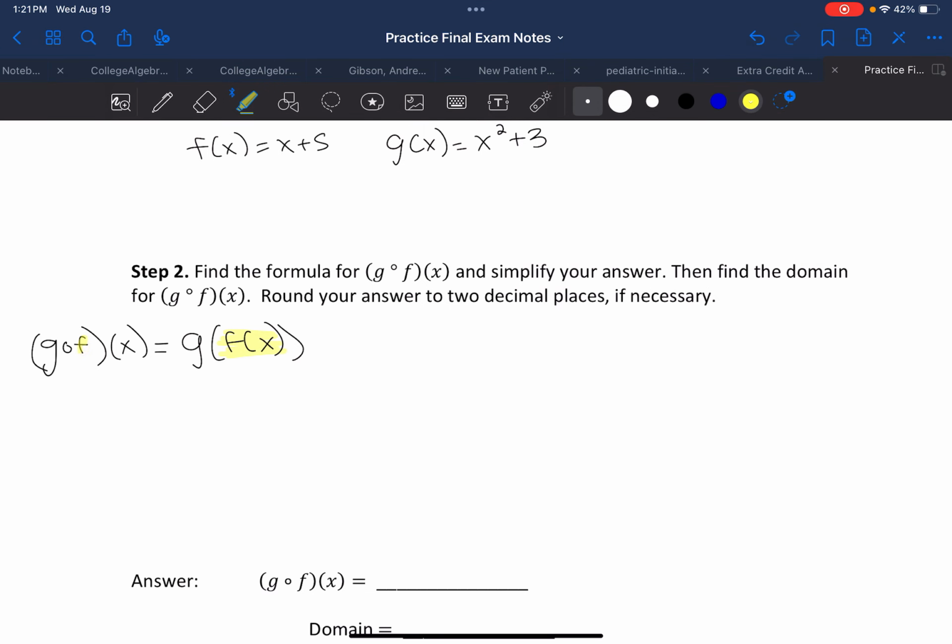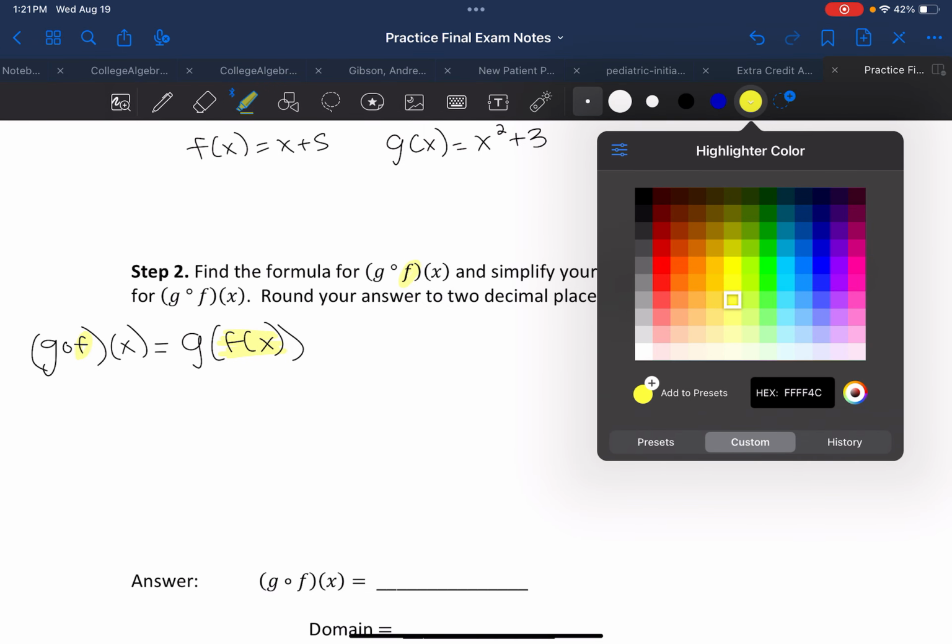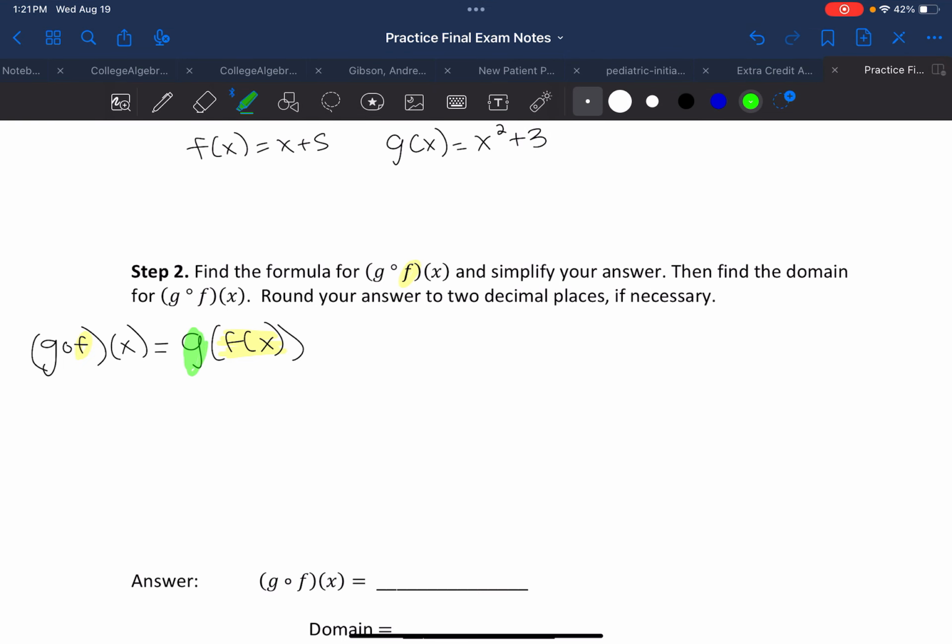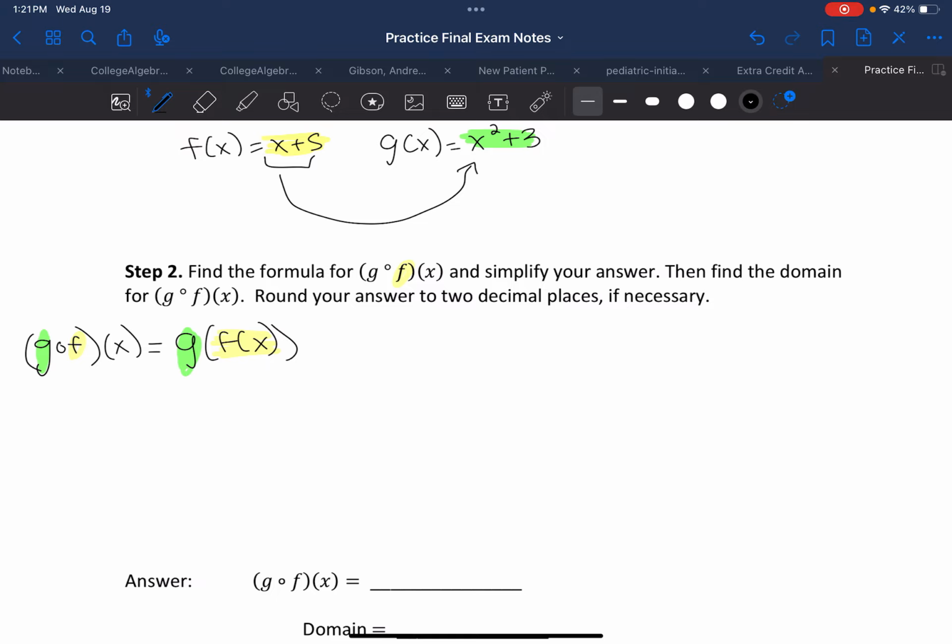So whatever comes second here in this notation, that's what you're plugging into the first one. So I'm plugging that into g. So I'm going to take my f of x here, which is all of this, and I'm going to plug it into this x, into my g. So all of that x plus 5 will now become squared because the original x was squared in g. And then I will have the plus 3 on the outside.